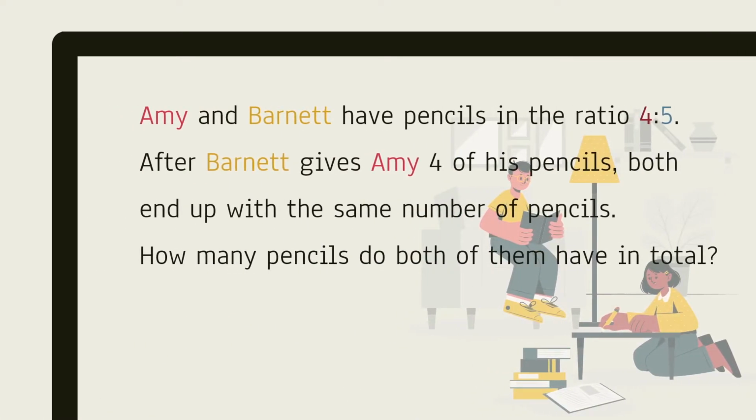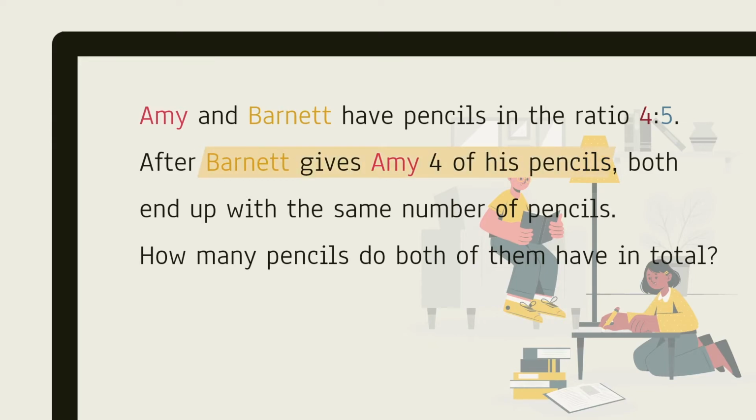Here's another question. Amy and Barnett have pencils in the ratio 4:5. After Barnett gives Amy 4 of his pencils, both of them end up with the same number of pencils. How many pencils do both of them have in total? So, what type of question is this?